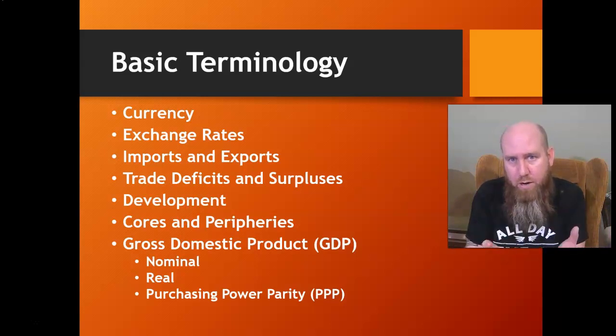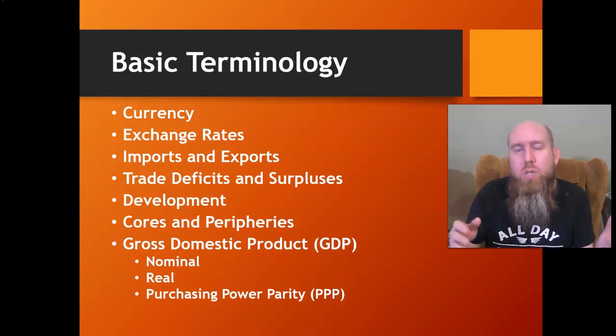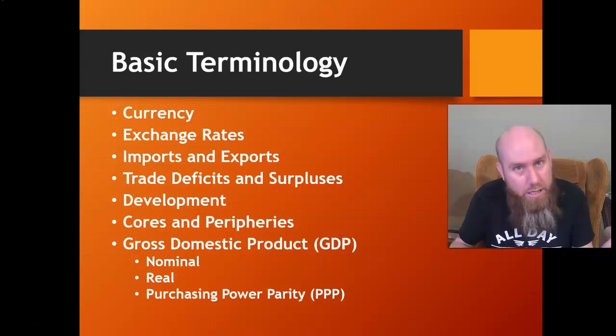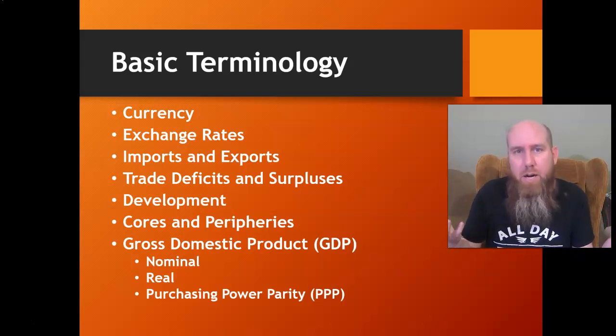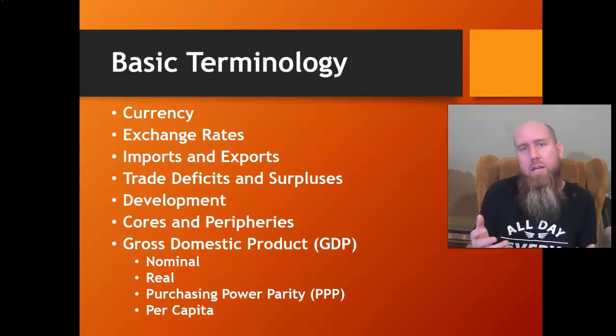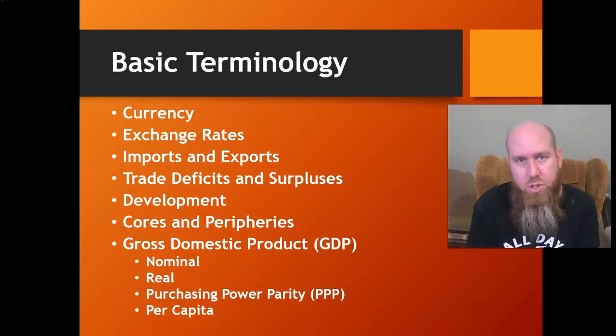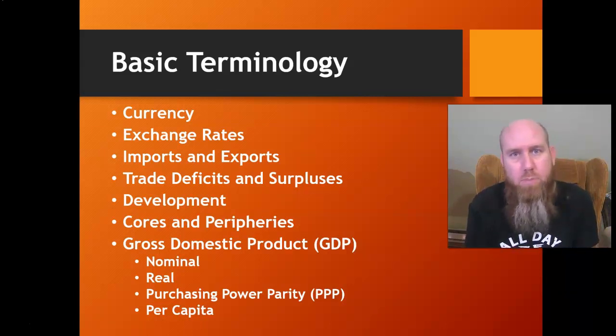Purchasing power parity. Adjusting GDP in accordance with how much can actually be bought in that country compared to how much can be bought in the country you're comparing it to. And finally, per capita. And this is just how much money is made per person. Per capita just means per person.